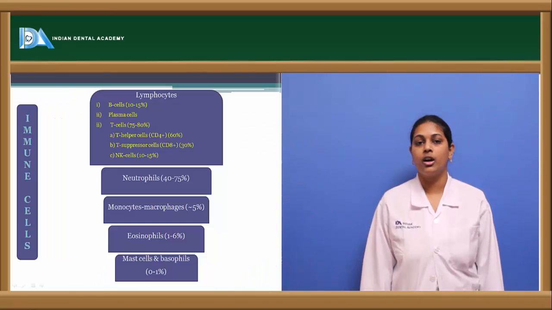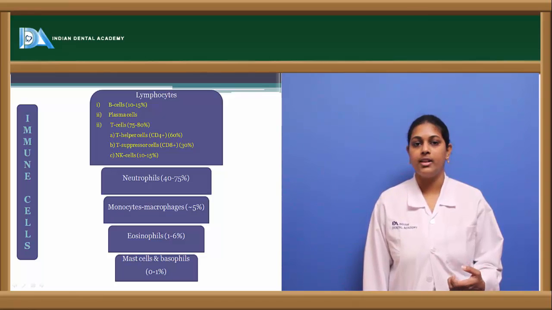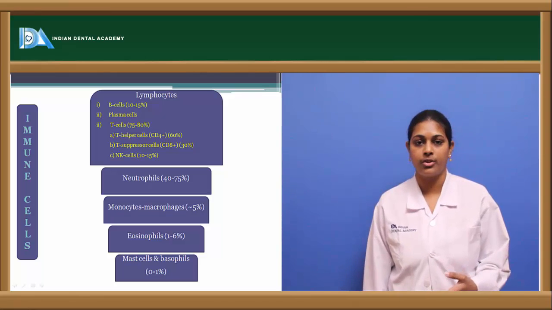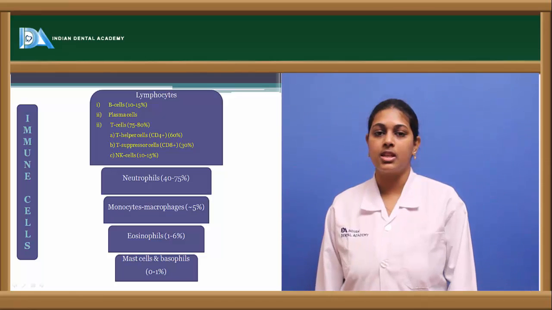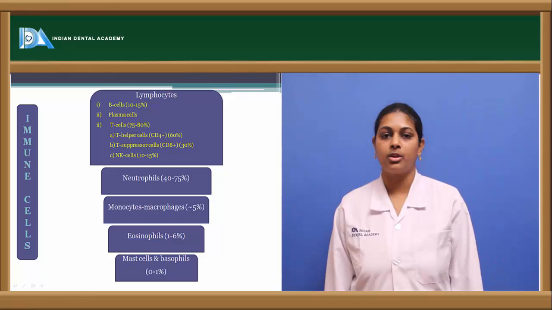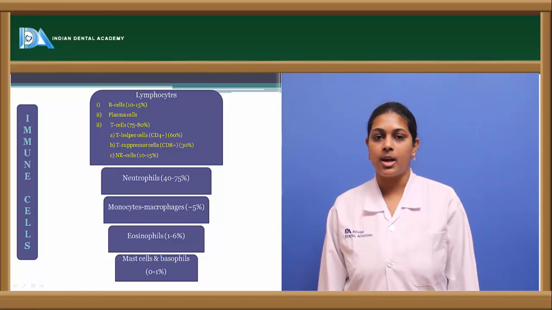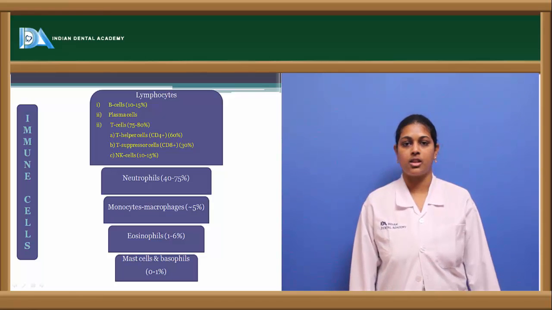Coming in brief to the cells of the immune system, starting with the lymphocytes, they are the first line of defense cells. They can be categorized into three groups: B lymphocytes, T lymphocytes, and the natural killer cells. Further, these T lymphocytes are categorized into two groups: the T helper cells, also known as T regulatory cells, and the T suppressor cells, otherwise known as cytotoxic cells.